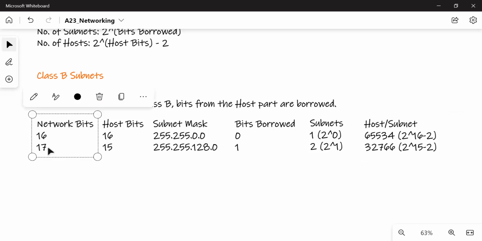Can you calculate the last one then? If you go along like this, the maximum number of bits you can borrow will be 14, because the minimum number of hosts you can have is 2. So when you borrow 14 bits, this becomes 30. Can you see that line?